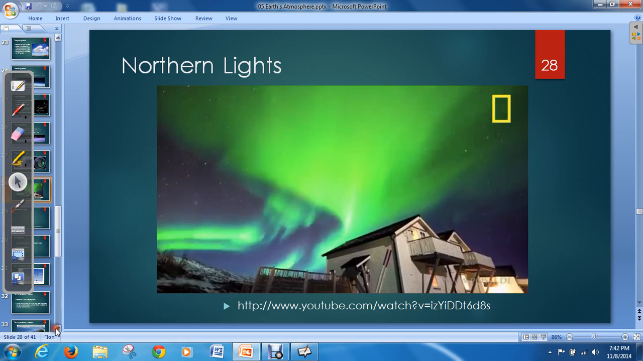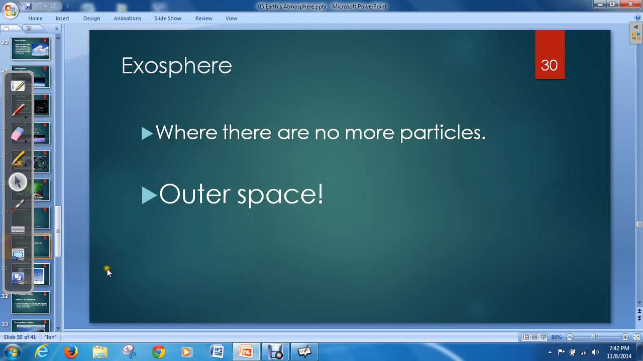All right, and the last sphere is the exosphere, where it's really not a part of the atmosphere. You can think of it as the crust or the corona like we had for the sun. It's just the point where we say, okay, this is the edge of the atmosphere. This is basically outer space. There's really no more particles at this point.